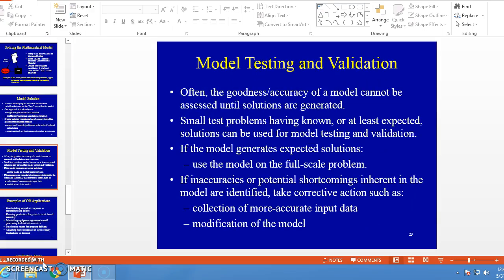Model testing and validation. Often, the goodness or accuracy of a model cannot be assessed until solutions are generated. Small test problems having known or at least expected solutions can be used for model testing and validation. If the model generates the expected solution, use the model on the full scale problem. If inaccuracies or potential shortcomings inherent in the model are identified, take corrective actions such as collection of more accurate input data or modification of the model.